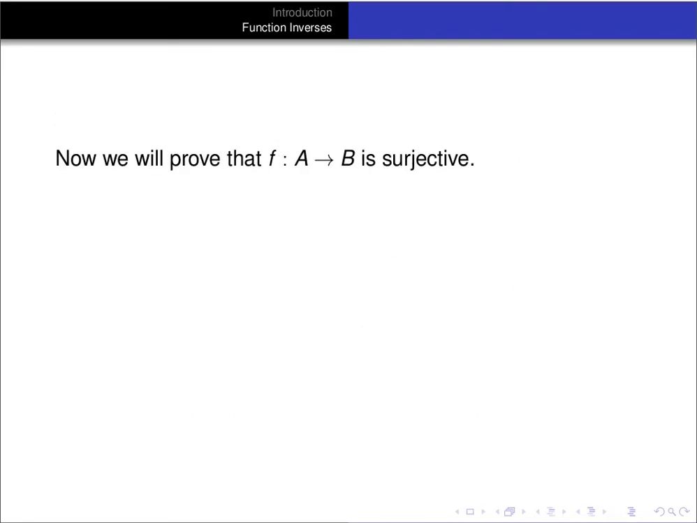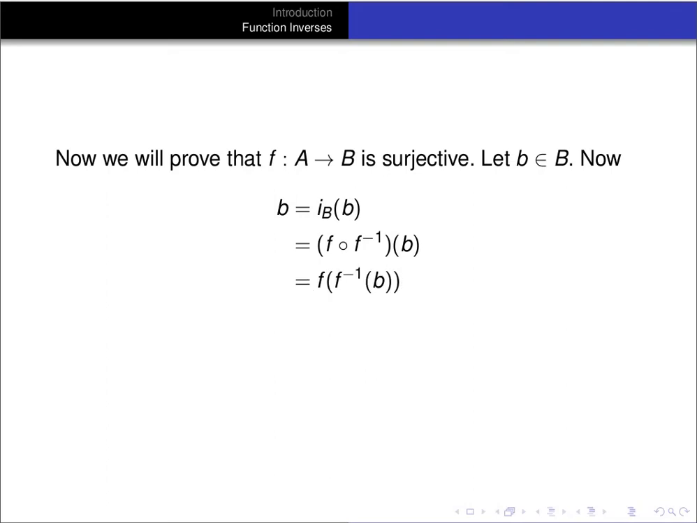Now let's prove that f is surjective. So let b be an element of the set B. We know again that b is equal to the value of the identity on B at b. And we know the identity on B is equal to f composed with f inverse. We can evaluate f composed with f inverse as the value of f at f inverse of b.